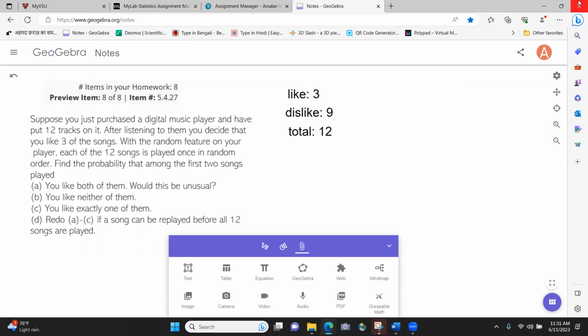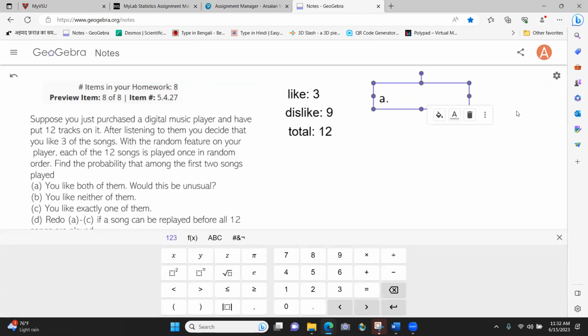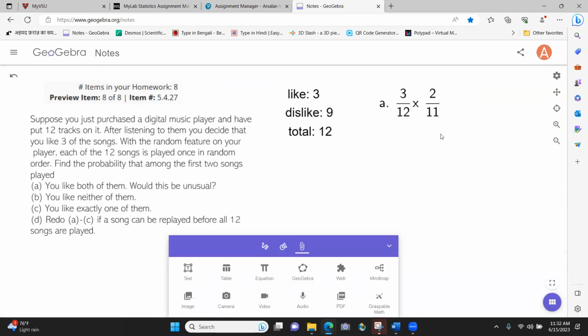The probability that the very first song will be your favorite song, for part A, is 3 over 12. Now the first song has been played. How many of your favorite songs are left? Only two are left. And so now you're going to play those two songs out of a list of 11 songs. So this is the answer.